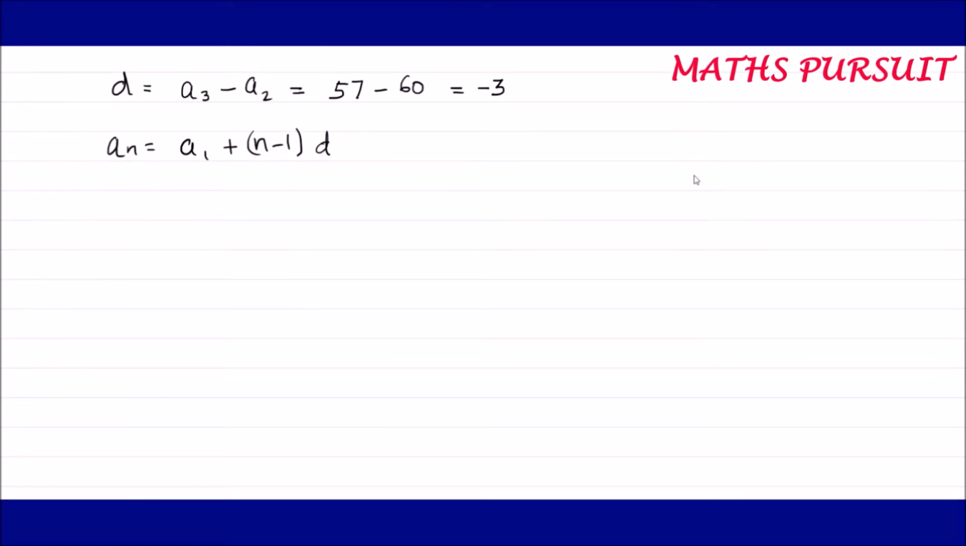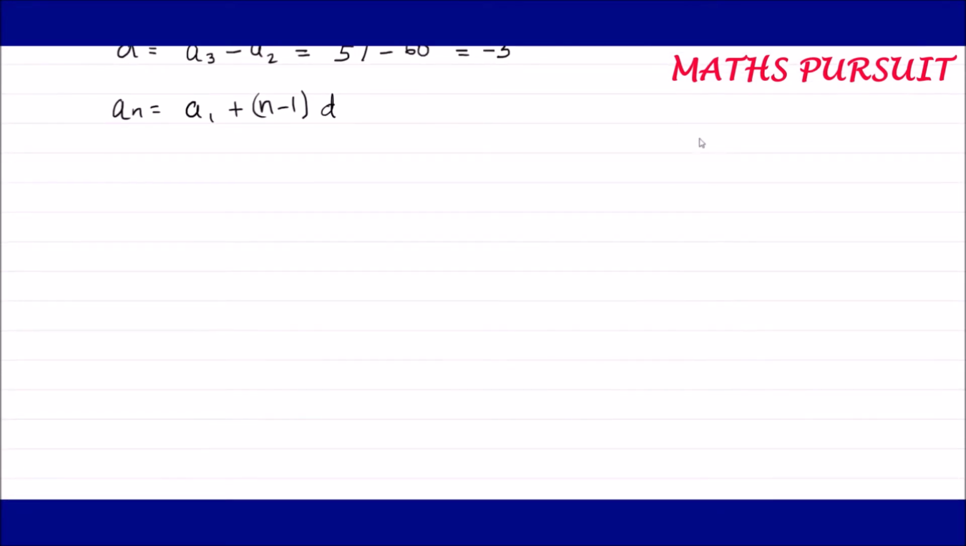Now here an is equal to a1 plus n minus 1 into d. So an is equal to a1, our first term value is 63, plus n minus 1. Here n we do not know, so I will just keep n as it is, and the d value we got is minus 3. Now let us further solve this and see what we are getting.